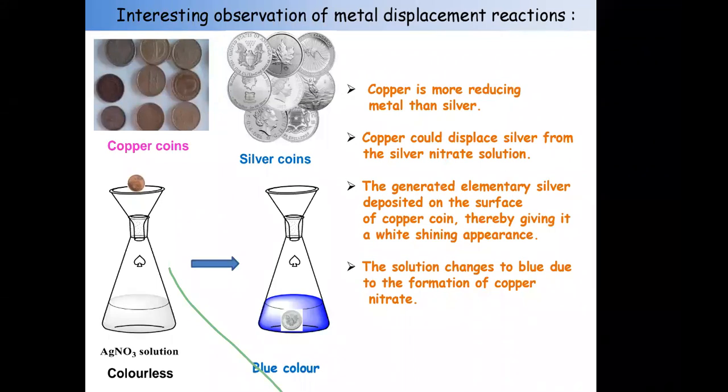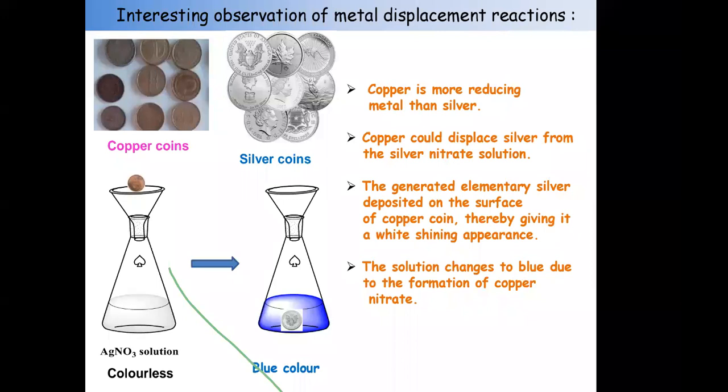As copper nitrate is gradually forming and it is bluish in color, the liquid in the flask is changing its color from colorless to bluish green. In parallel, another reaction is taking place. What is that? Silver is reduced to elemental silver. Silver was in the +1 oxidation state in silver nitrate. Now it is converting into elemental silver.